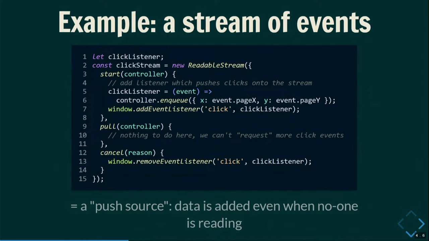So here in our start method, we just set up our listener. In our listener, we're going to enqueue every click that happens with the X and Y coordinates of that click. And then if the consumer is no longer interested, we can remove that listener, make sure that we no longer push any more data onto the stream, and then we're done.